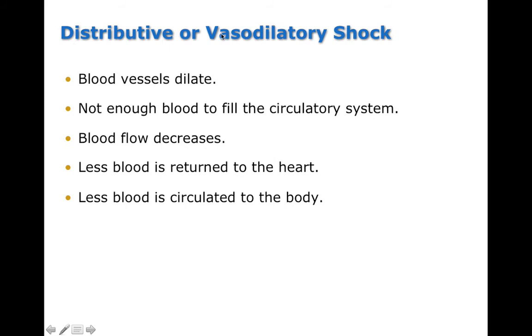Now, distributive shock, which we also call vasodilatory shock, is caused when blood vessels vasodilate. And we talked about there being different reasons for that. But it can be caused by inflammation, and that inflammation may be due to infection. This is where blood flow decreases because of massive vasodilation. As a result, less blood is returned to the heart, and therefore less blood is circulated throughout the body. We call this distributive shock because blood is inadequately or inefficiently distributed throughout the blood vessels of your body.